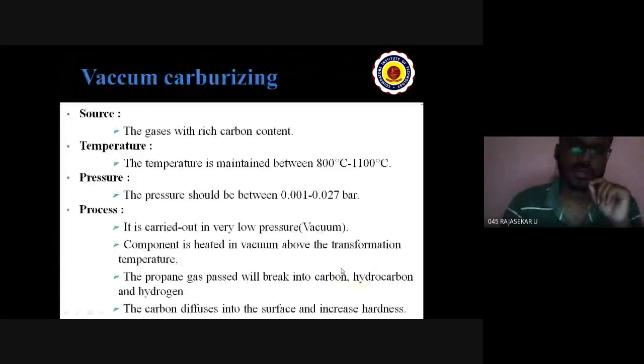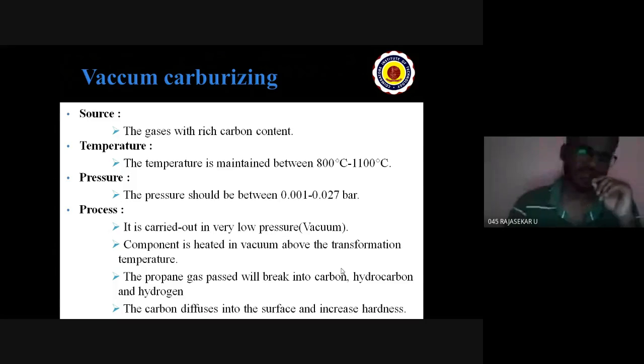Then the last type of carburizing process, that is the vacuum carburizing process. The source is nothing but a gas rich in carbon content like methane, propane or ethane. Then the temperature is maintained between 800 to 1100 degrees centigrade, and the pressure plays a major role. It differs from gas carburizing in that here the pressure plays a major role. It is usually carried out at a very low pressure, lower than atmospheric pressure, that is 0.0012 to 0.027 bar.